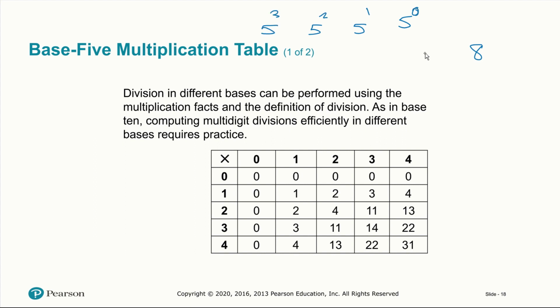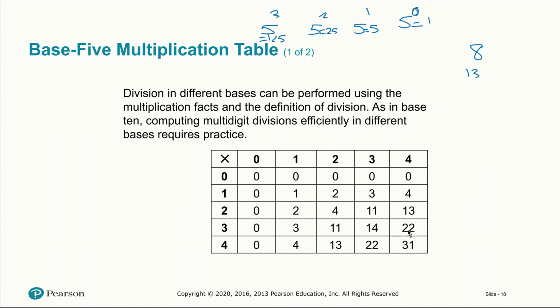So 5 to the 0 we know is 1, 5 to the 1 is 5, 5 squared is 25, 5 cubed is 125, etc. We of course don't have any 25s in there, but we do have 1 5, and when we take that out, that leaves 3 1s. So we know that 8 can be written as 1 3, and that's where that 1 3 comes from.